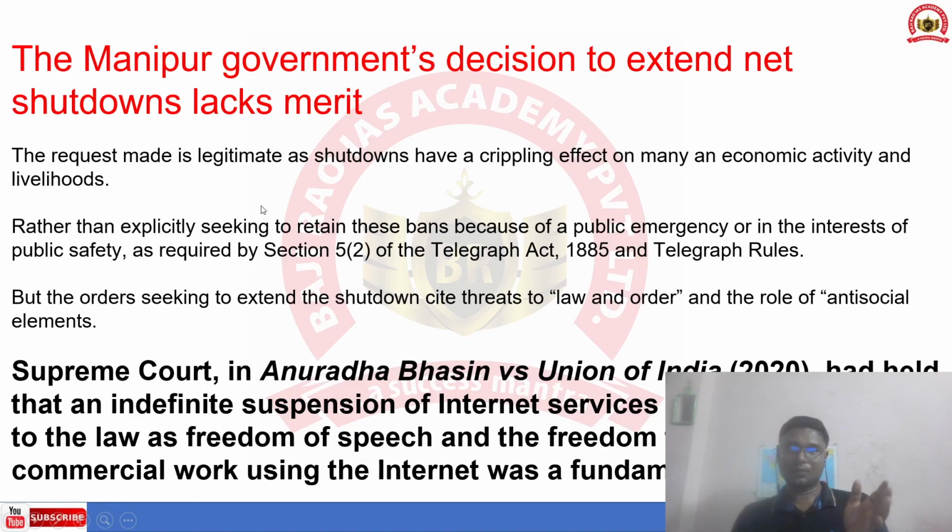You see, guys, there is a difference between both the provisions. If there is public emergency or public safety, we can impose an internet shutdown. But they are saying it is a law and order problem, so we are imposing an internet shutdown. So there is a total difference between the reasons. So this is not a good reason to impose the internet shutdown or extend it. Now, the Manipur High Court has given freedom to people. It allowed the Manipur government to give internet access to important areas in Manipur, guys.